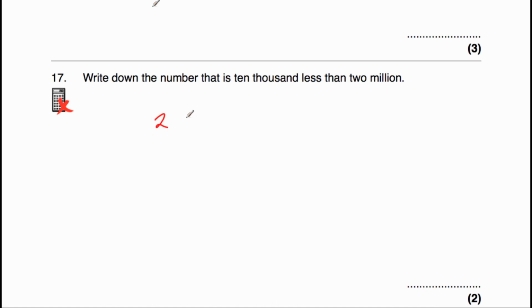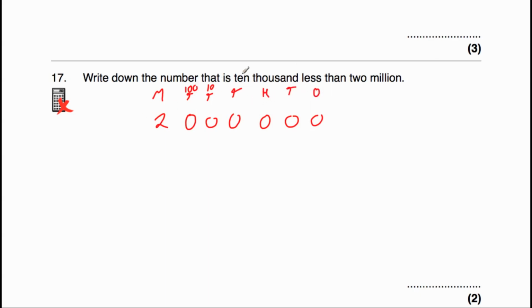So we've got 2,000,000. Remember, a million has 6 zeros, so 2 million would have 6 zeros as well. Let's just check our columns. We've got our units, or our ones, our tens, our hundreds, our thousands, our tens of thousands, our hundreds of thousands, and our millions. So I'm going to call them ones.